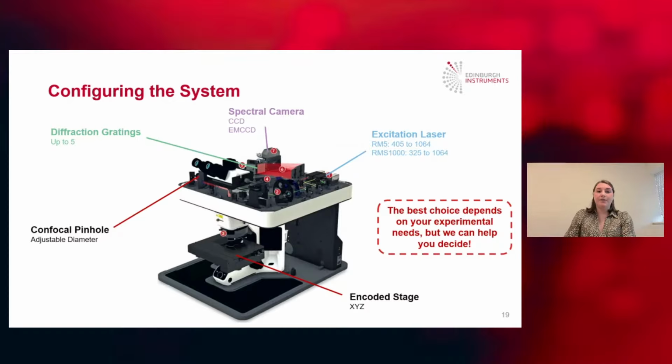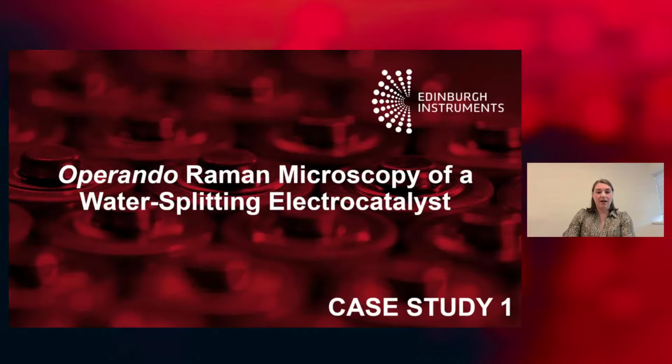And finally, it can hold up to 2 detectors. So the first might be a CCD, for example, the back illuminated CCD for high quantum efficiency. And secondly, you might want to couple in an EM-CCD for fast mapping. So that's the background covered. I then have 3 case studies to go over.